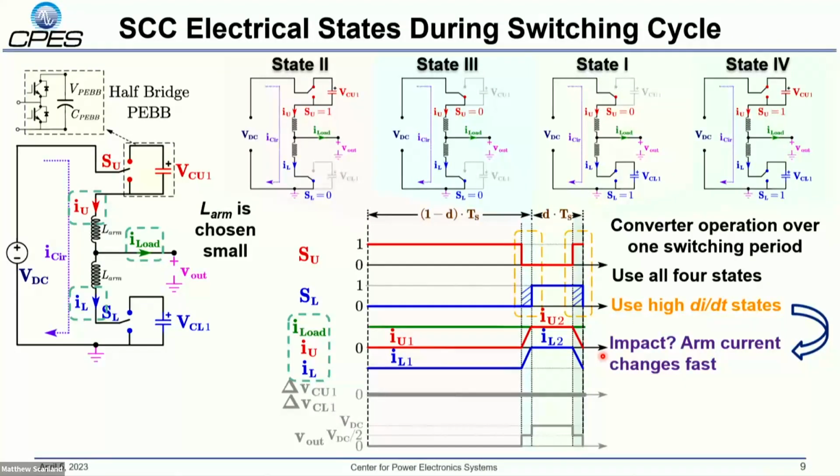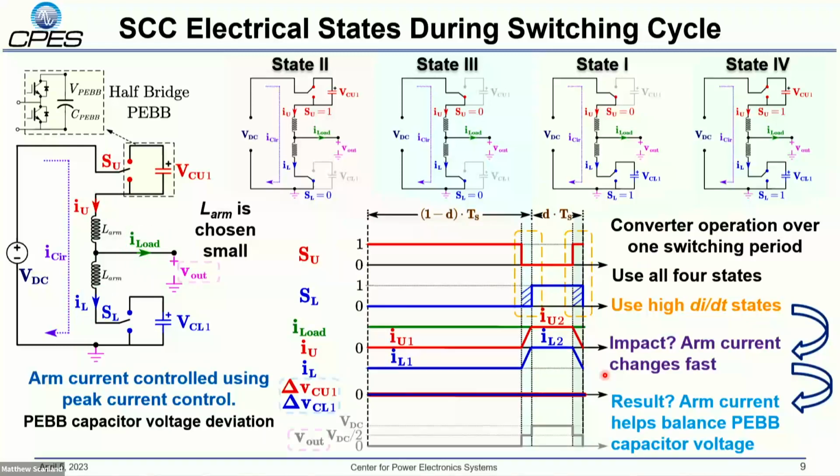Again, these are simplified waveforms. So there's a second order equation going on in the background. These are not all linear, but we'll fix that later. And arm currents themselves are controlled using peak current mode. So as soon as current hits this value, it turns off. And similarly, as current goes down, hits the value, turns off. That provides us very fast control. And then we can maintain the PEBB capacitor voltage deviation to be 0.